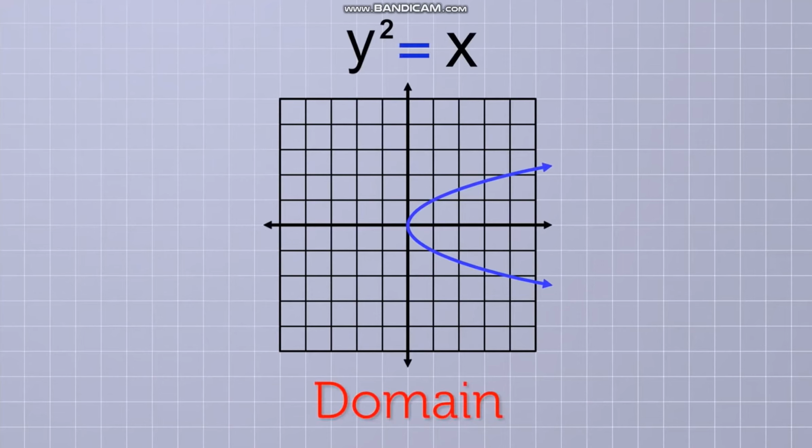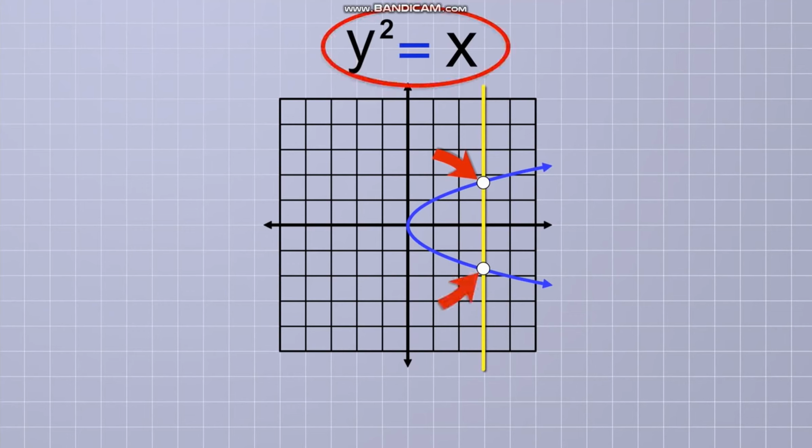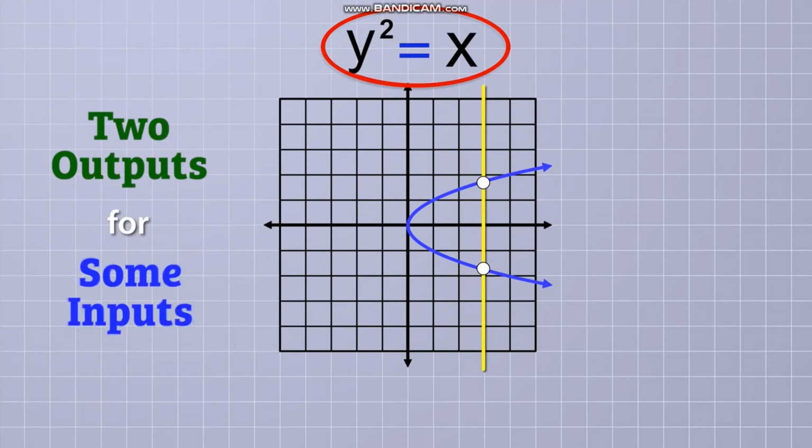The domain of this equation doesn't include any negative input values, so there's some places where a vertical line wouldn't intersect the graph at all, and that's okay. And there's one place where the vertical line would intersect the graph at just one point, which is also okay. But as we move to the right on the x-axis, you can see that our vertical line is now intersecting the curve in two places. That means this equation is giving us two possible outputs for some of its inputs, which means that it's not considered a function.